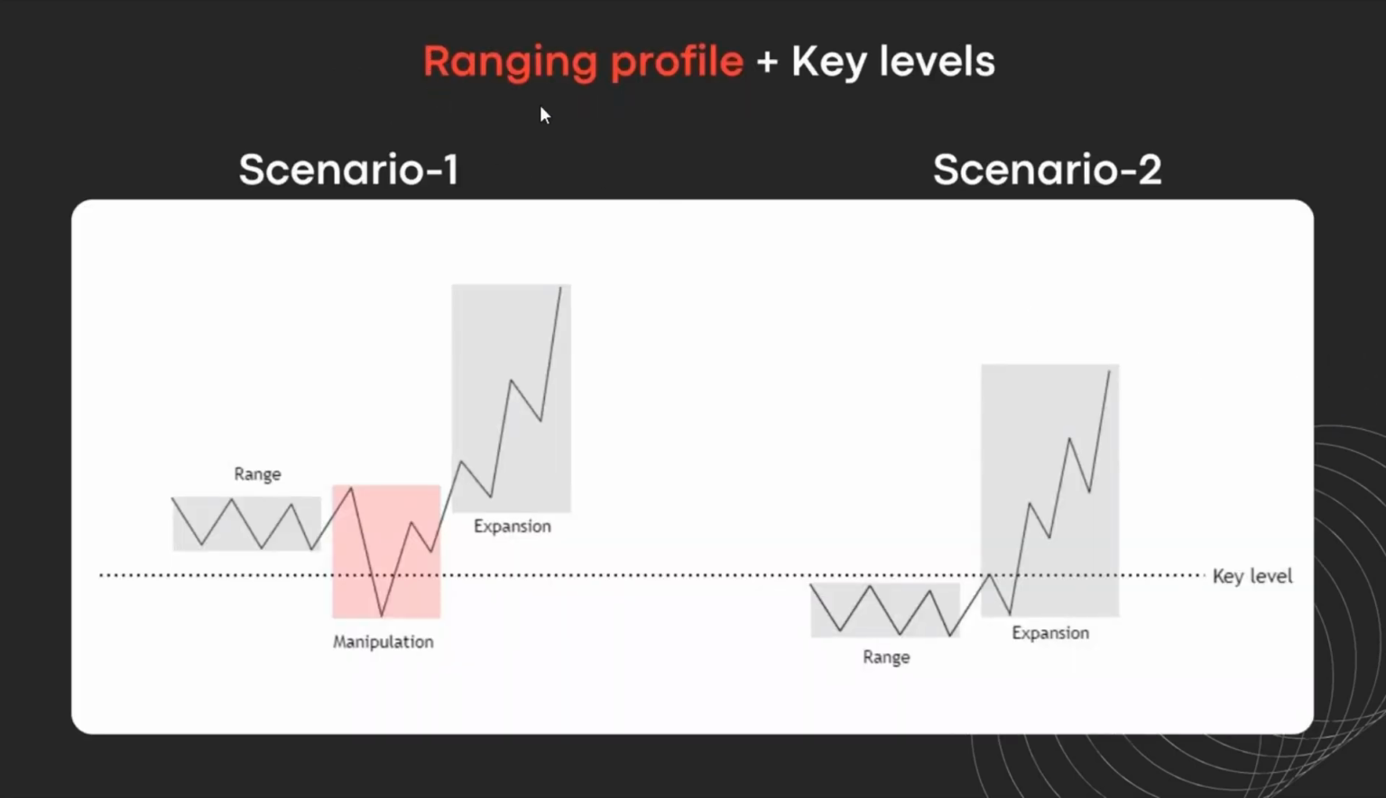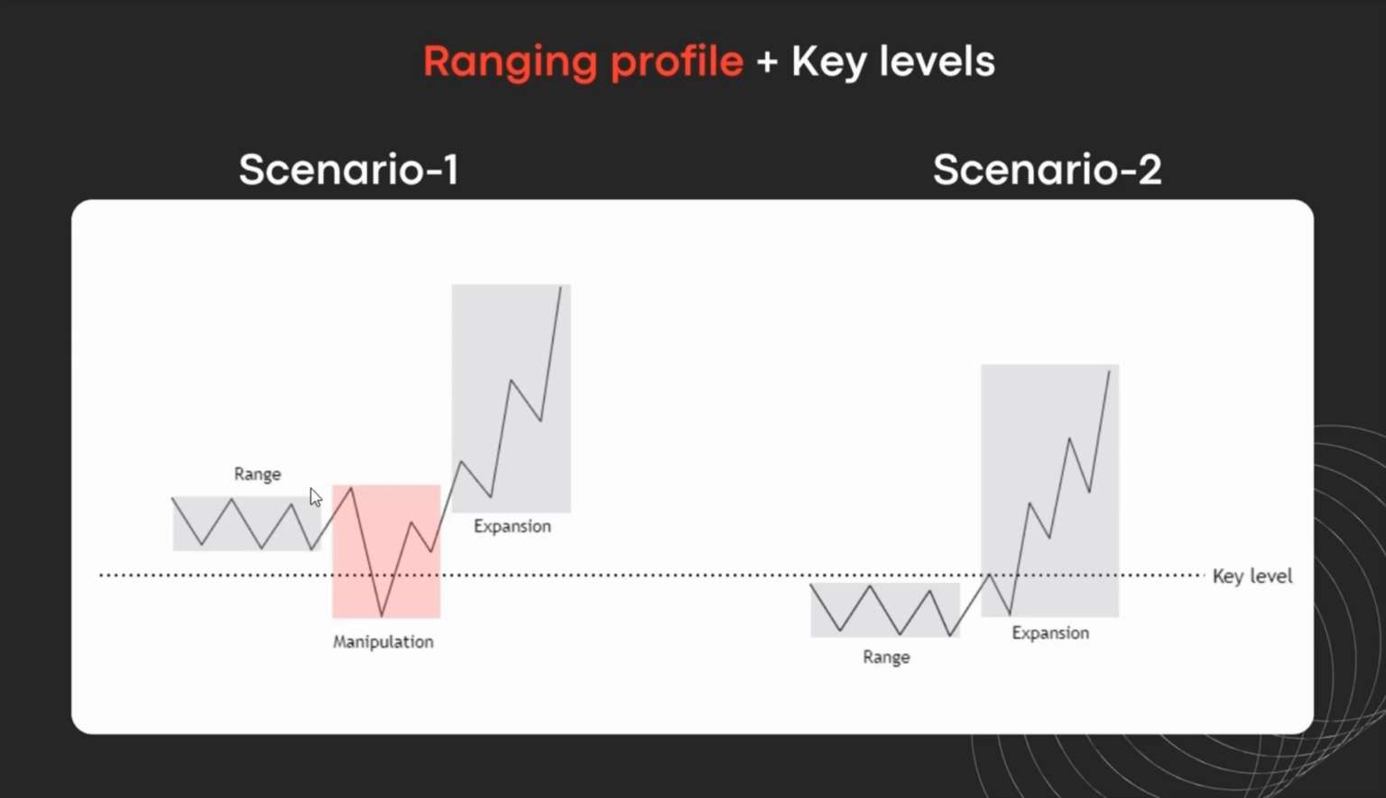Now, the first combination we've got here is the combination of ranging market profile and key levels, right? What you need to keep in mind is that this line right here represents key levels on the higher time frame, okay? So whenever you see this dotted line right here, it would represent a key level on the higher time frame. Now, there are only two possible outcomes or scenarios we can have based on this combination of ranging profile and key level.